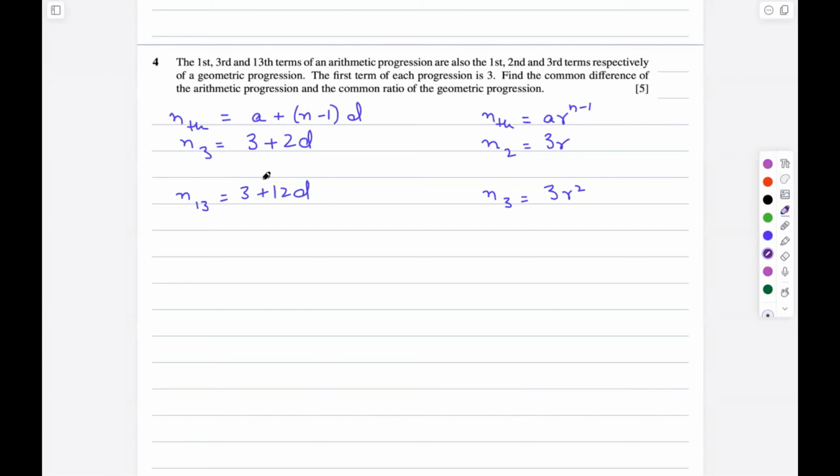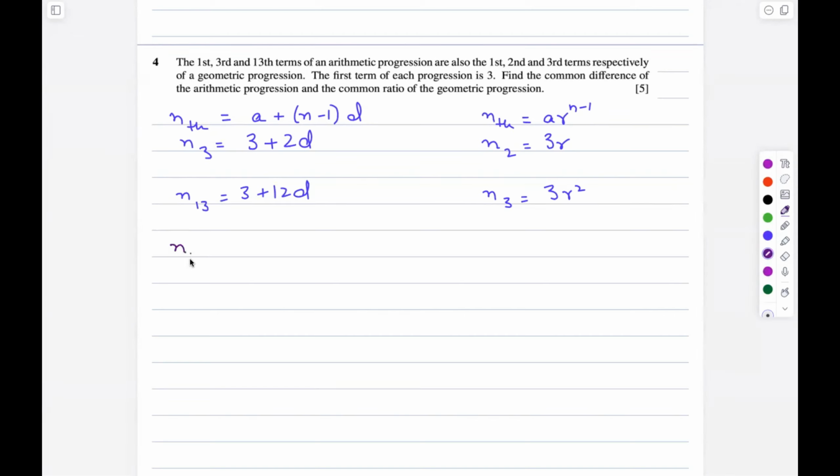Now, as the first, third, and 13th term of this AP is the same as the first, second, and third term of the geometric progression, we know that if we divide two consecutive terms, this will give us the common ratio, as in a geometric progression. So if I divide the third term by the second term or the second term by the first term, that will give us the common ratio.